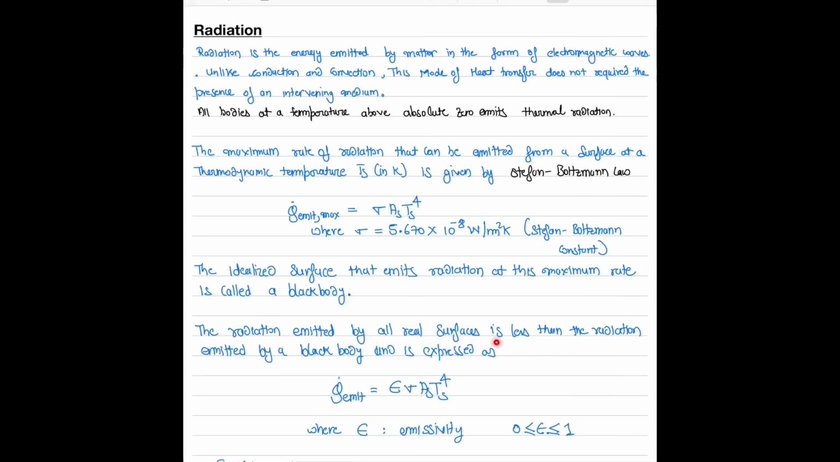The radiation emitted by all real surfaces is less than the radiation emitted by a black body and is expressed as Q dot emit equals emissivity times the Stefan-Boltzmann constant, times the area of the surface, times the absolute temperature of the body raised to power 4, where emissivity has a value between 0 and 1. For a black body, emissivity is equal to 1.